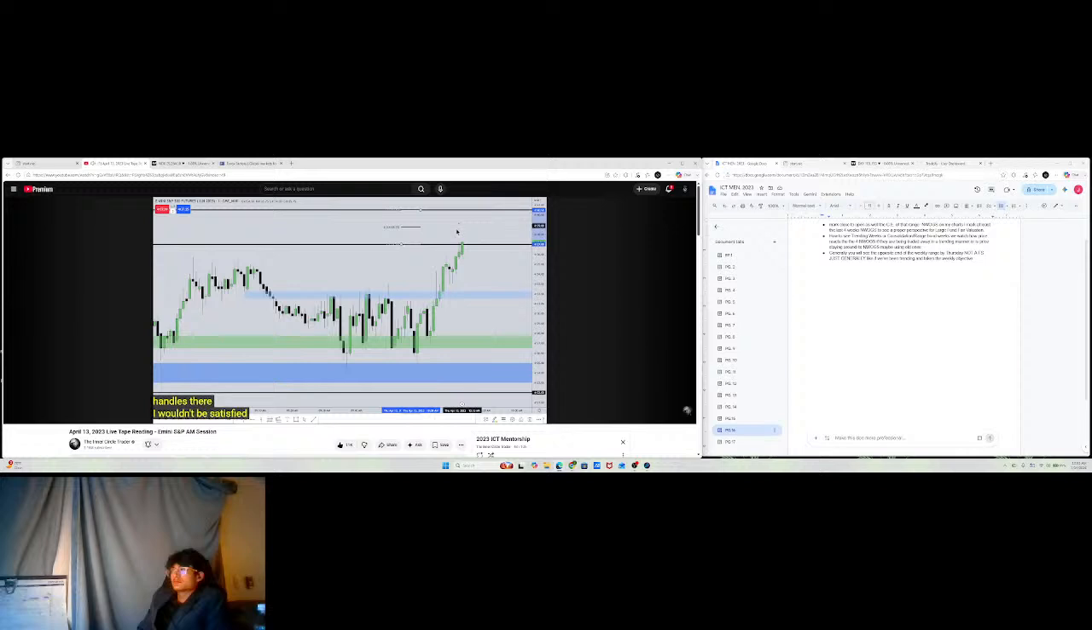I wouldn't be satisfied unless it went to 41.38 and 3/4, but more specifically, I'd like to see it pop up and touch the high end. But minimum threshold would be here. I would like to see that.